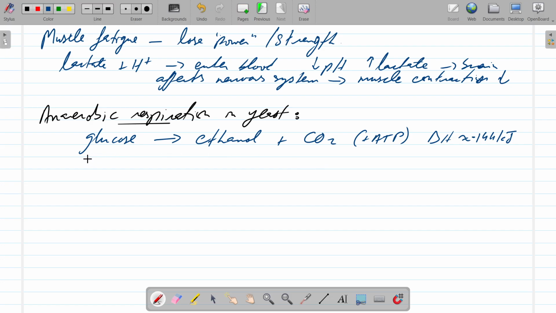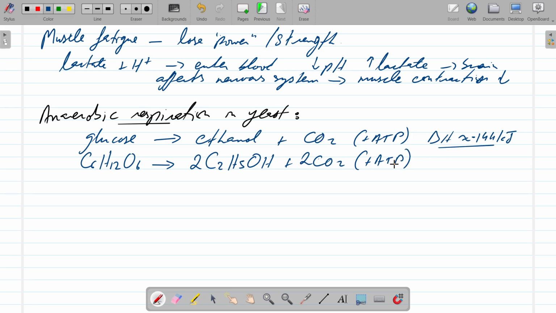If you want the chemical equation, you've got C6H12O6, without oxygen, and you are getting two molecules of ethanol because it's a two carbon compound, C2H5OH, along with 2CO2 and ATP, and the same energy.